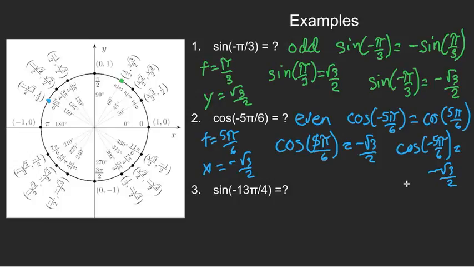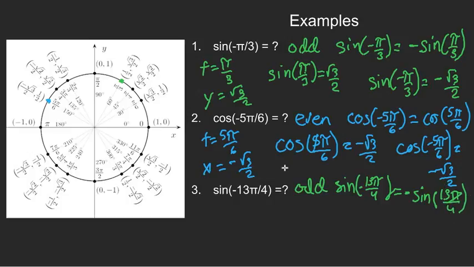All right, now let's look at this third example, which is a bit harder because we have a value that's greater than 2 pi. So first, we know that sine is an odd function. So again, sine of negative 13 pi over 4 is going to equal negative sine of 13 pi over 4.